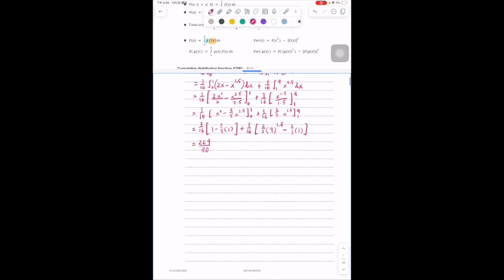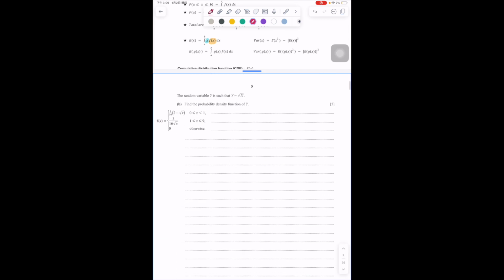For part B, we have a new random variable y, such that y equals the square root of x. So every time, make sure that you can change it back to x equals something. This time we have x equals y squared. Okay, and in part B, we need to find the PDF of y. In part A, the PDF of x is given, and now we need to find the PDF of y.